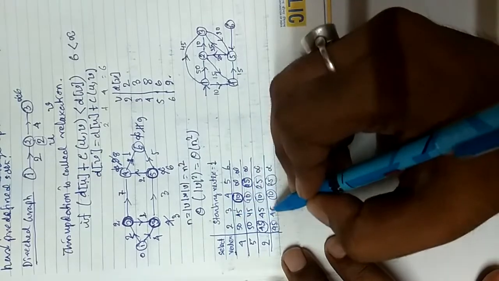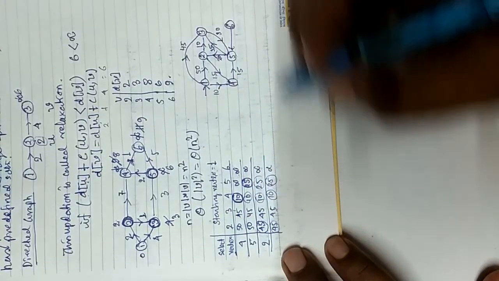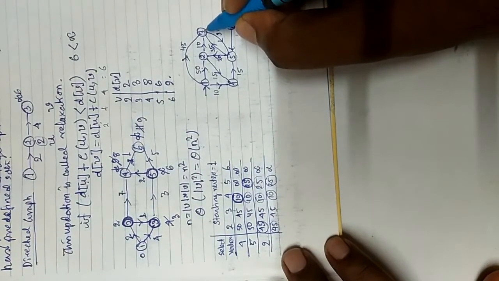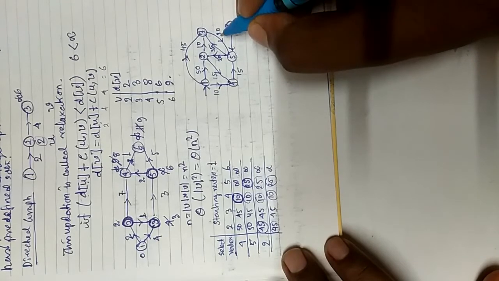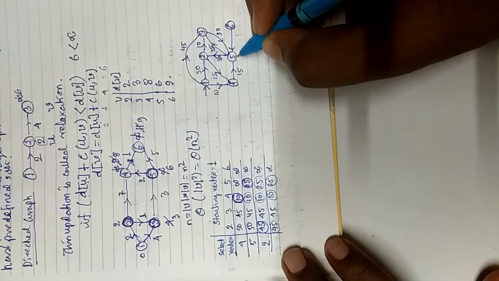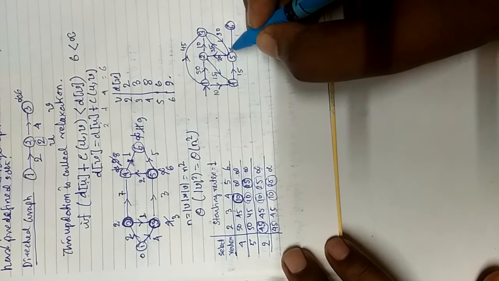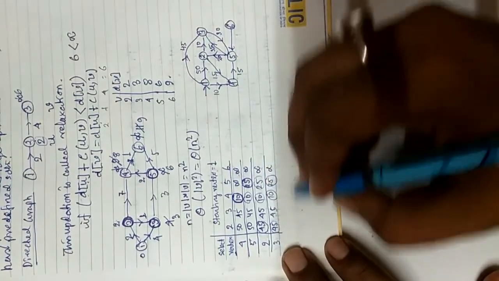Next I choose node number 3 because this is left. So let us say this is 3. So the cost of it is 45 now. Let us check if any updation could happen. So 45 plus 30 is 75, but node number 5 is 25. So there is no updation.